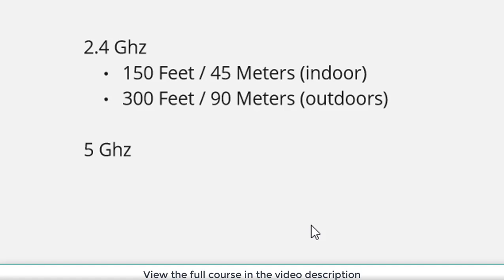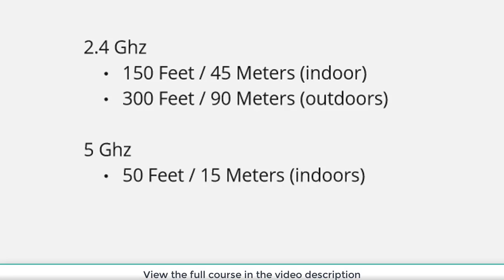But if you're connecting with the 5 gigahertz frequency, or 5G, your speeds are going to be faster, but your range is going to suffer. The range is only going to be about 50 feet or 15 meters indoors. So 5G is faster. 2.4 gigahertz has a longer range.